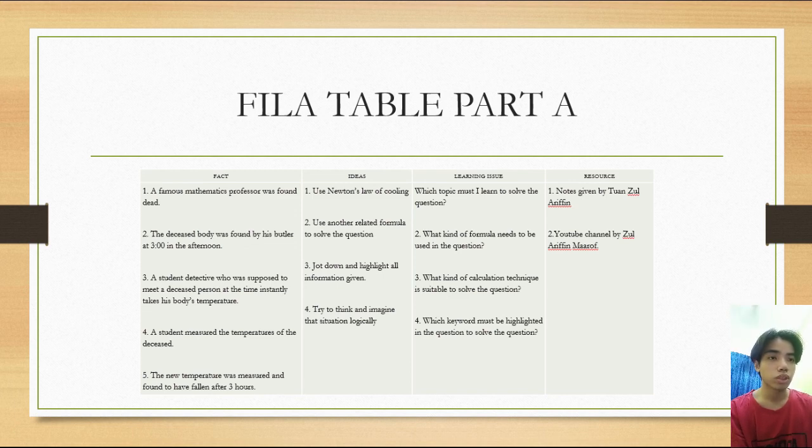So today I would like to talk about filler table part A. It is divided into 4 columns: fact, ideas, learning issues, and resources. So we will go through the fact.